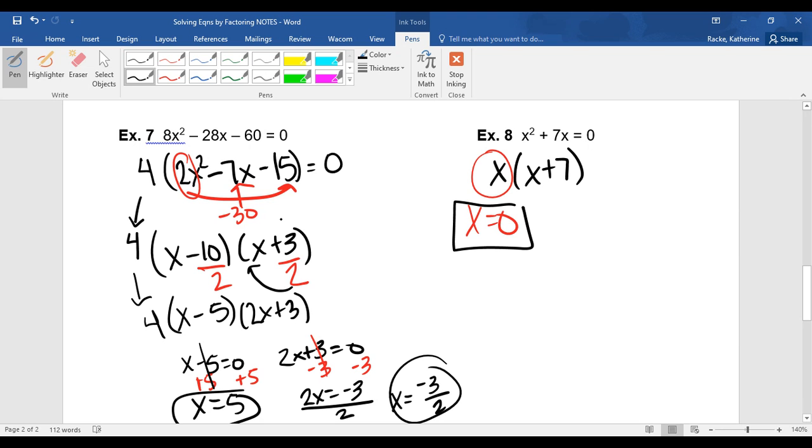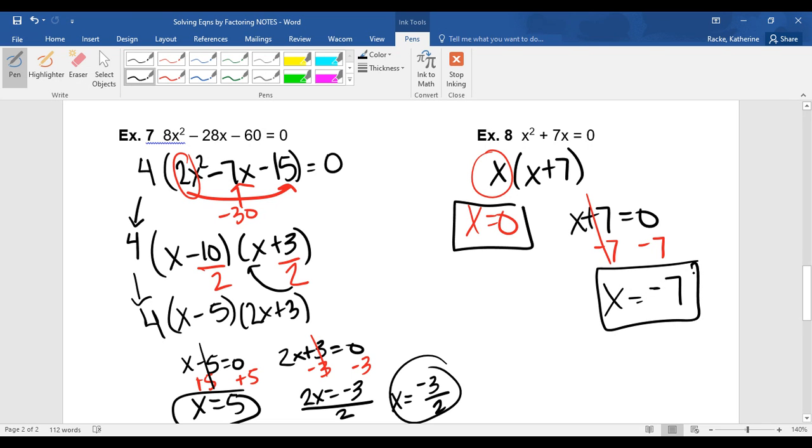I didn't have to do it with number 7 here because the 4 in the front didn't have an x with it. You only have to do it if there is an x with it. All right, back to number 8. I need to take my x plus 7, set it equal to 0, and solve for x. Subtract 7 on both sides. I get x equals negative 7.